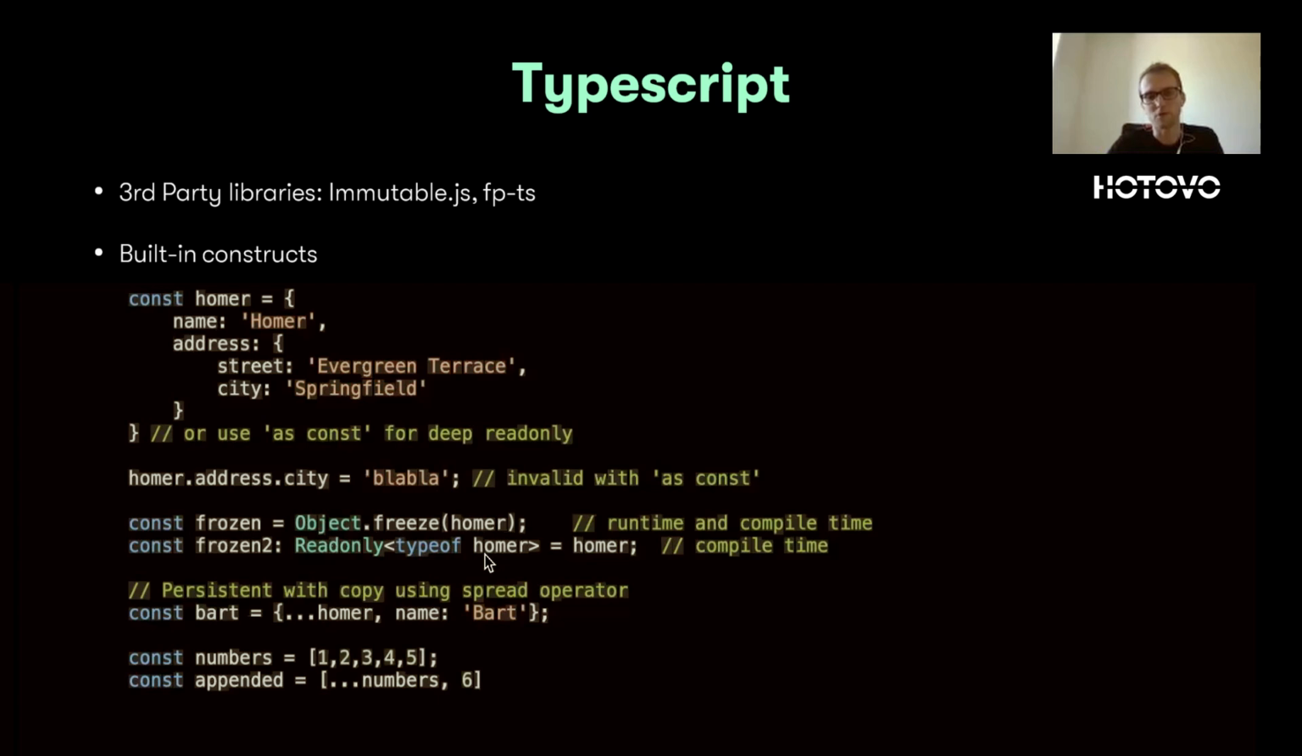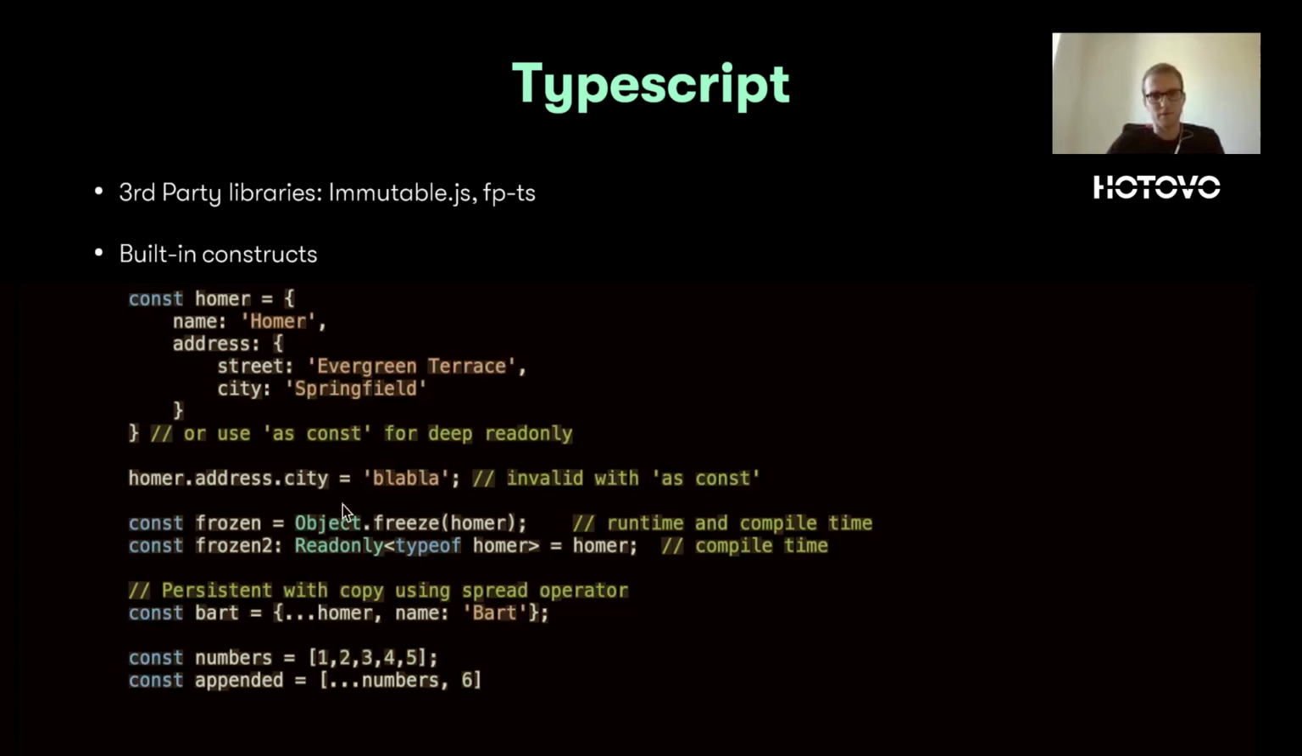But this is only a shallow read-only copy, right? So for the Homer here, I still would be able to change the city of the address. This is only at compile time. But using the TypeScript compiler should pose no problem here, because it should not be possible to change it without bypassing the compiler.